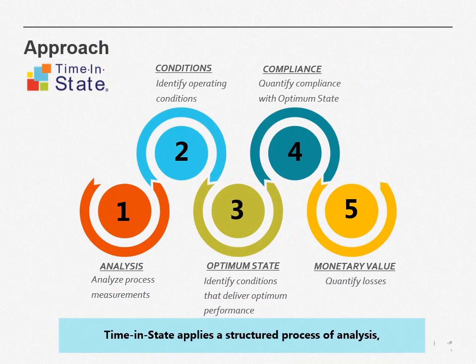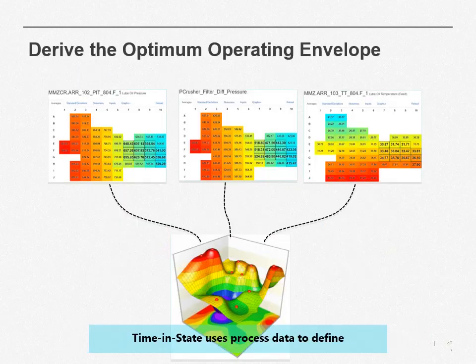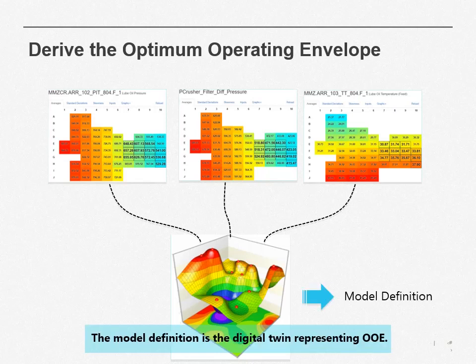Time and state applies a structured process of analysis, identification of process conditions, definition of optimum operating envelope, through to measuring compliance and quantification of benefits. Time and state uses process data to define the optimum operating envelope, or OOE. The model definition is the digital twin representing OOE.